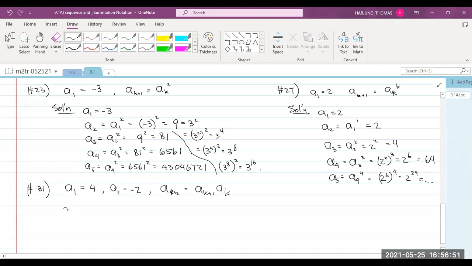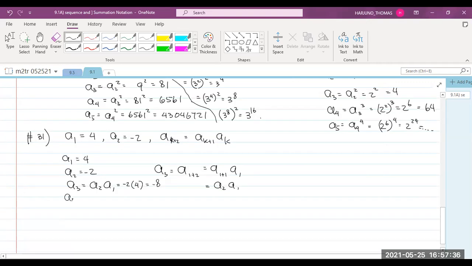So the first term is 4. The second term is -2. Now, the third term is the second term times the first term. Take a look. When we say a sub 3, that's a sub 1 plus 2, right? So the k is 1. So that's like a sub 1 plus 1, a sub 1. That's a sub 2, a sub 1, like that. You see what I mean? So this will be -2 times 4, that's -8.